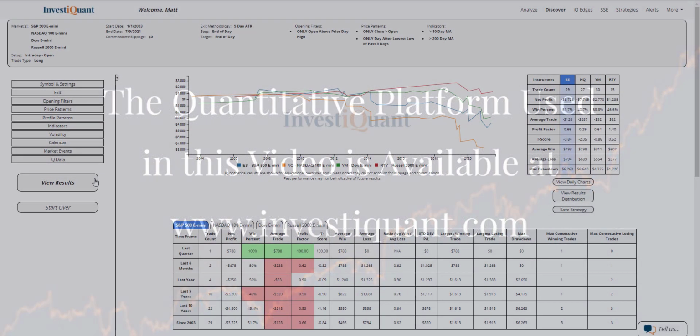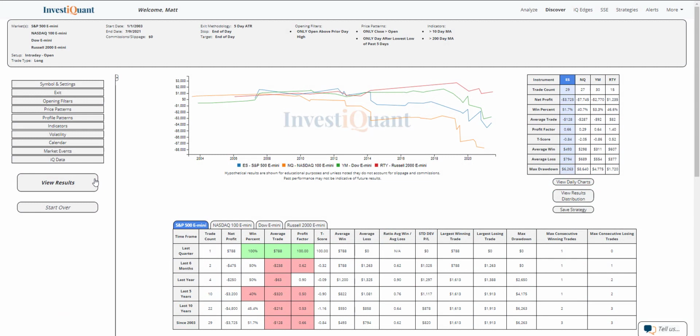And here we go. These are the results based upon entering the market long at 9:30 a.m. Eastern Time, exiting at 4:15 p.m. Eastern Time. When you open above the prior day high, and the prior day made the lowest low of the past 5 days, but closed above its opening print for the session. This is taking place above a 10 and 200-day simple moving average. Historically, we've got 29 samples here in the S&P, 27 in the NASDAQ, 30 in the Dow, but only 15 in the Russell. So it's not a pattern that has happened all that often.